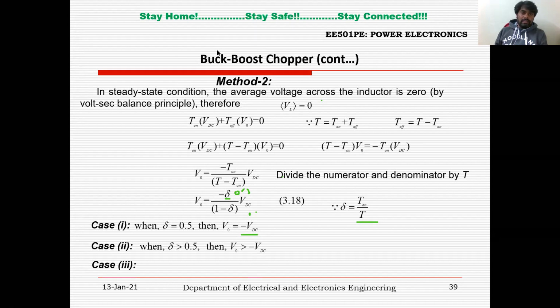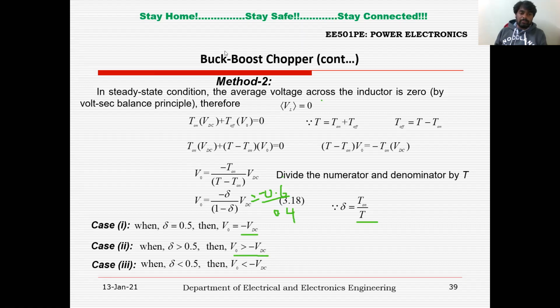And when delta is more than 0.5, let us see. If I substitute, let us say, 0.6, it is minus 0.6 divided by 1 minus 0.6. I can write directly 0.4. So the ratio of 0.6 upon 0.4 will give a value which is more than 1. That means the output voltage will be more than minus VDC. There is a boost in the voltage.